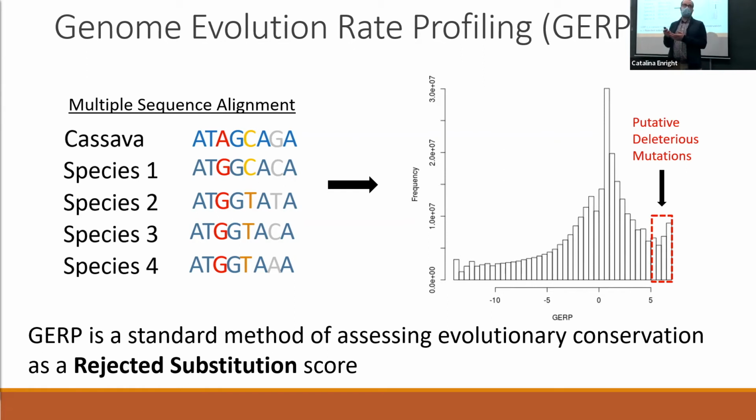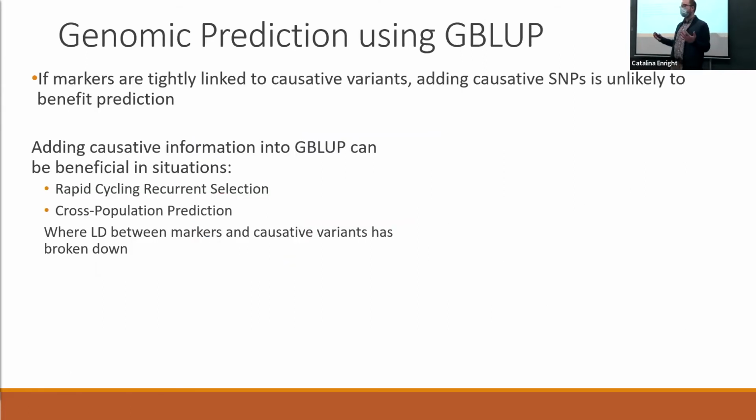But I do have to state some assumptions first. If using genomic prediction, especially if we're talking about the GBLUP standard method, if the markers are tightly linked to causative loci, then adding causative SNPs is unlikely to benefit our prediction. But that isn't always the case, and we would assume that it might be beneficial to include this functional information in situations where the LD structure is broken down, and things aren't as tightly linked. Two of those situations might be in rapid cycling recurrent selection or in a diverse or cross-population prediction.